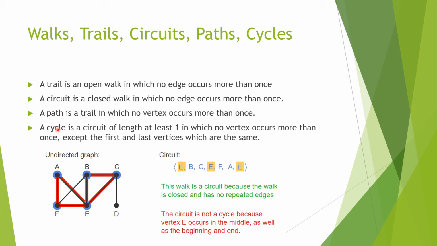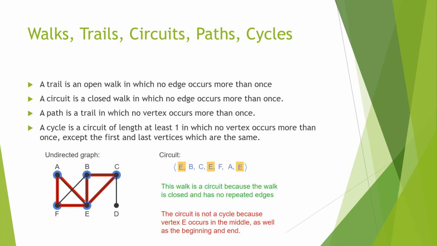Finally, we define a cycle. A cycle is a circuit of length at least 1 in which no vertex occurs more than once, except the first and last vertices, which must be the same. So other than first and last vertices, a cycle must not have any repetitive vertices. So a cycle is a circuit with no repetitive vertices, but a cycle must have the length of at least 1, which means it should have at least one edge in it.